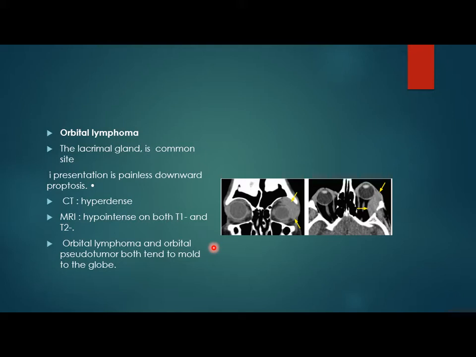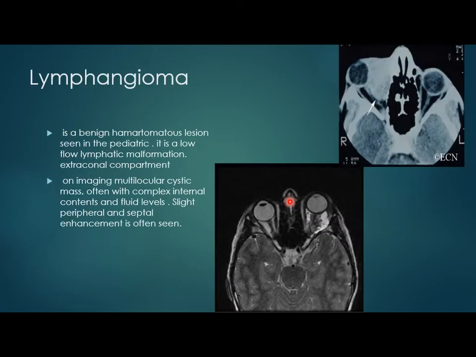Here two pictures are coronal and axial sections of the CT, showing a soft tissue mass in the superior lateral aspect of the orbit, a hyperdense lesion. We cannot differentiate between the mass and the lacrimal gland, so it may arise from it, and it's a picture of lymphoma.